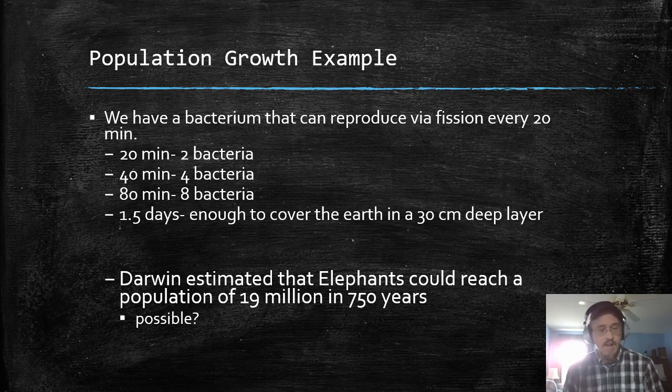Now, Darwin estimated that even elephants could reach a population of 19 million in 750 years if they experienced exponential growth. Now, is that possible? Probably not. Why? Because elephants need very specific habitats, and they need room, and they need food, and there's just not enough resources to make that a reality. But any organism can experience this kind of growth at least for a while.